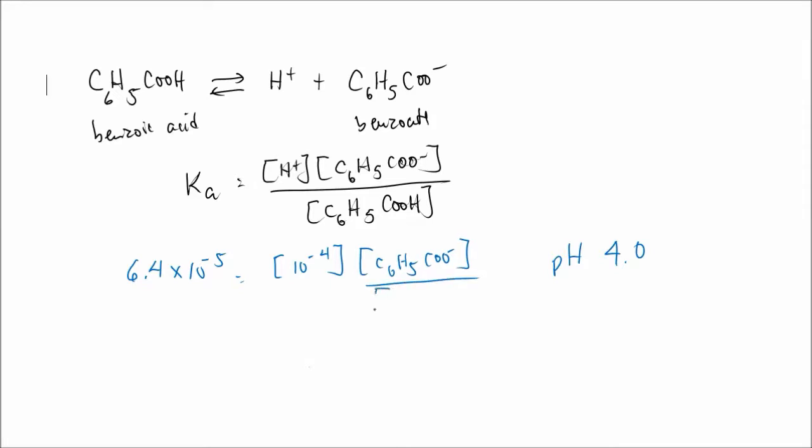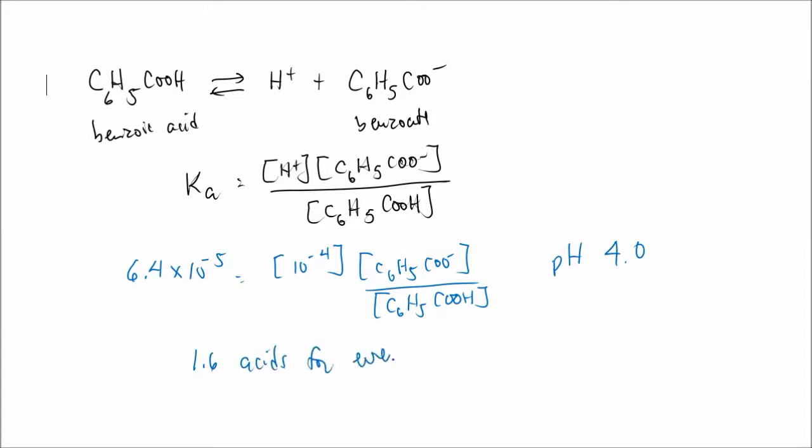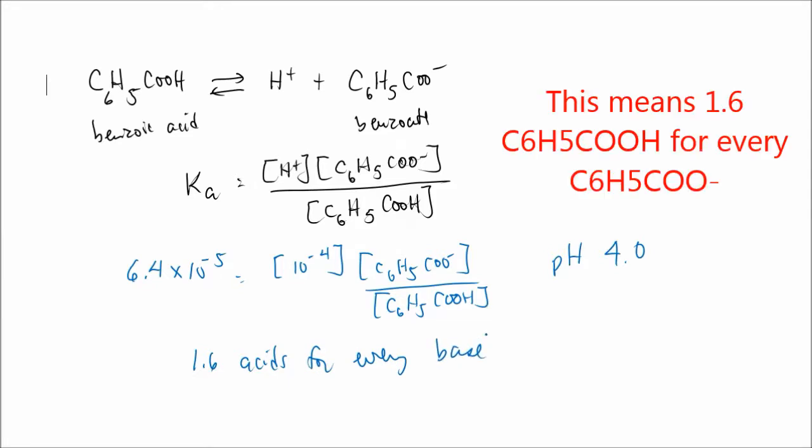I'll leave this as is. Write it kind of this way. It'll be convenient. So try to verify that at this pH, pH 4, there are 1.6 acids for every base. So I suggested in the previous that the majority would be in the acid state at the low pH, the salsa, and you can mathematically verify this.